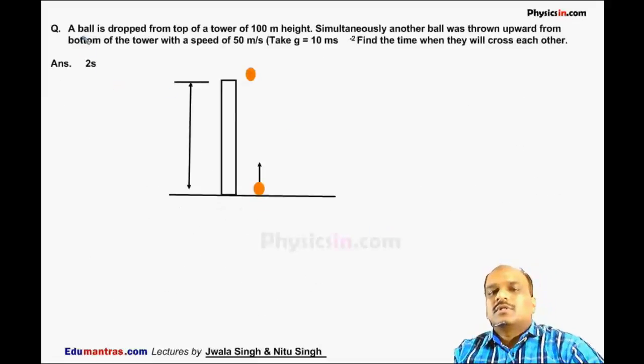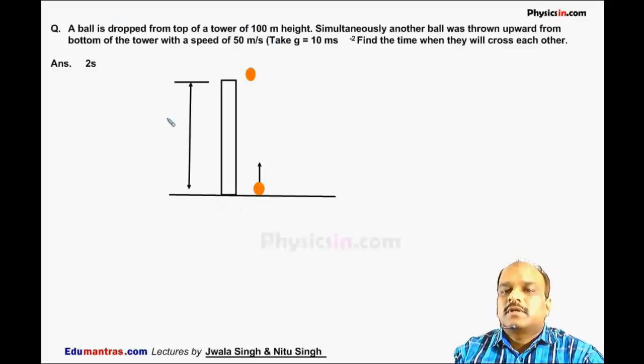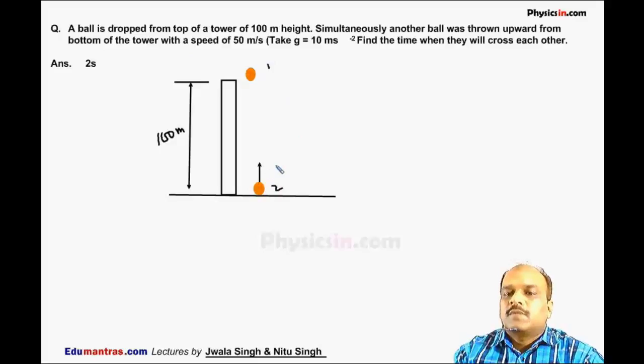This is a very good question. A ball is dropped from the top of a tower, the length of the tower is 100 meter. Now these are two balls. This is the first ball, this is the second ball. One is thrown upward with a speed of 50 meter per second, and this ball is dropped. Drop means initial speed is 0. So both balls are thrown and dropped simultaneously at the same instant.